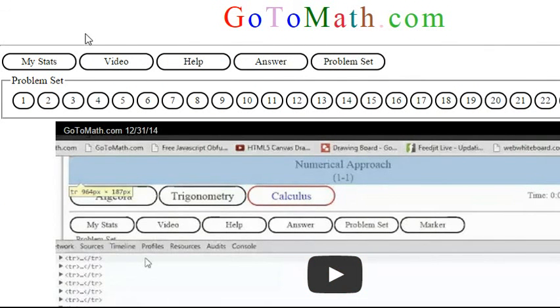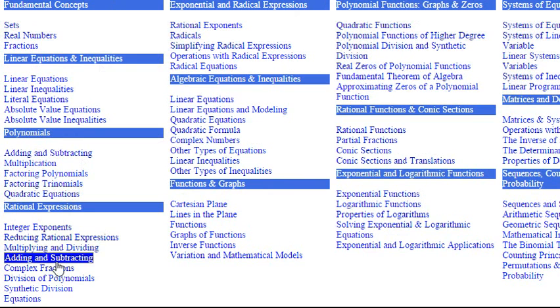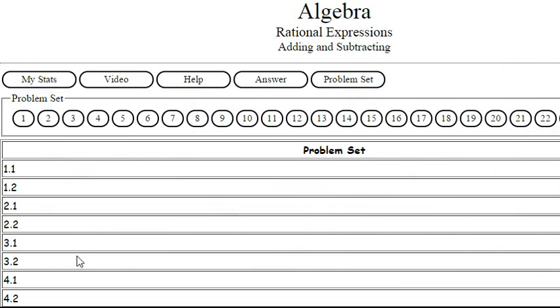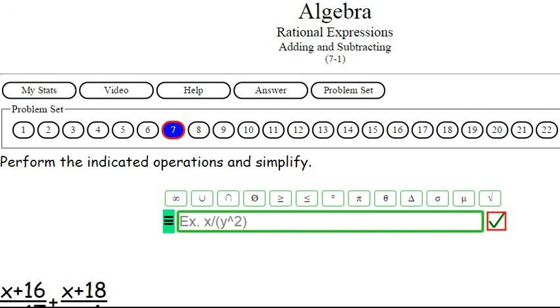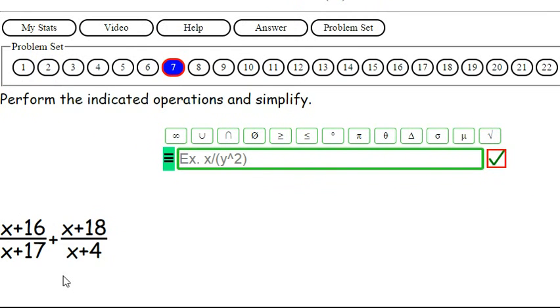Hey, we're here, go to math.com, click on Algebra. Let's go down to adding and subtracting, and I believe we're doing 7.1.